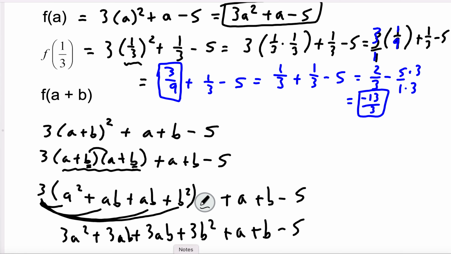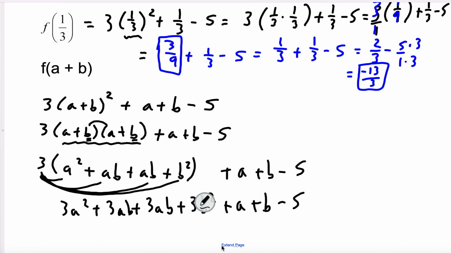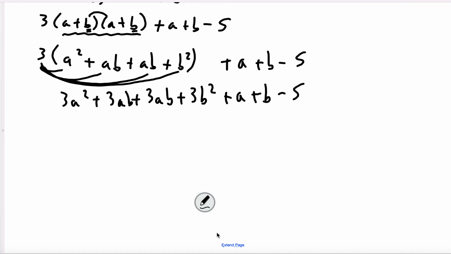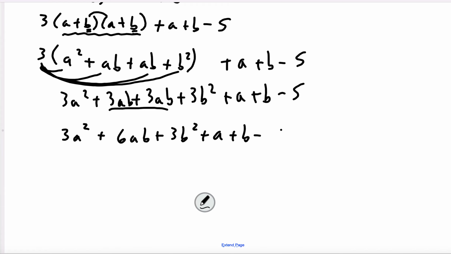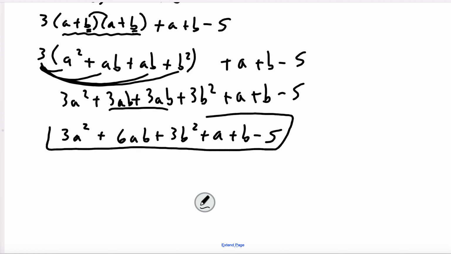All right, I'm going to combine any of my like terms. So I'm seeing I've got that 3ab plus a 3ab. Those are my like terms. So I get 3a squared plus 6ab plus 3b squared plus a plus b minus 5. Notice I don't have any like terms, so I can't go any farther with this. So that is my solution.